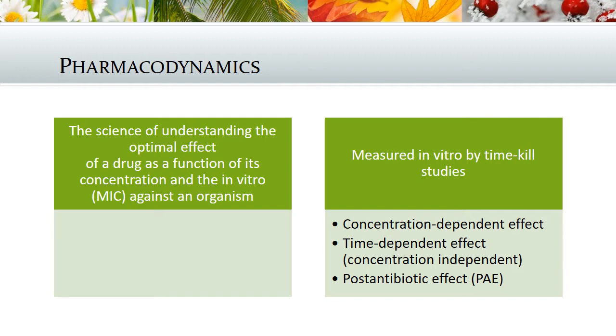Pharmacodynamics. Pharmacodynamics refers to the science of understanding the optimal effect of a drug as a function of its concentration and the in vitro activity, or MIC, against an organism. The pharmacodynamic properties of an antimicrobial are measured in vitro by using time-kill studies. Time-kill studies are tests that are not performed in most microbiology labs, but instead are done in research facilities that study the optimal dosages of antimicrobial agents. The studies measure the rate and extent of microorganism killing over time when exposed to varying concentrations of antimicrobial drug.